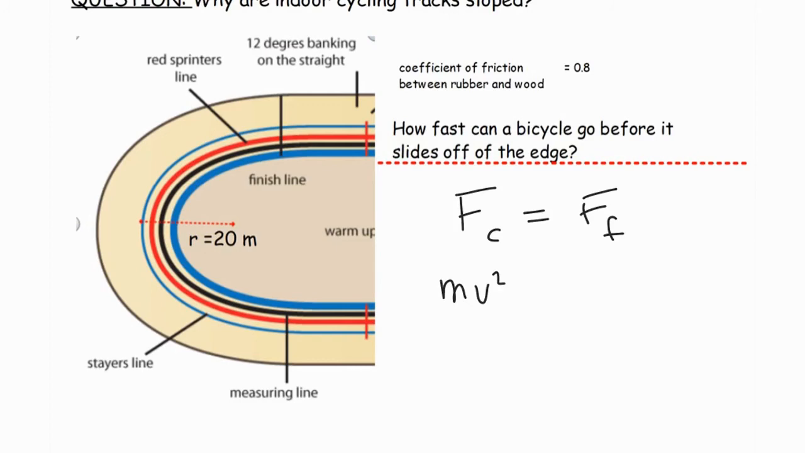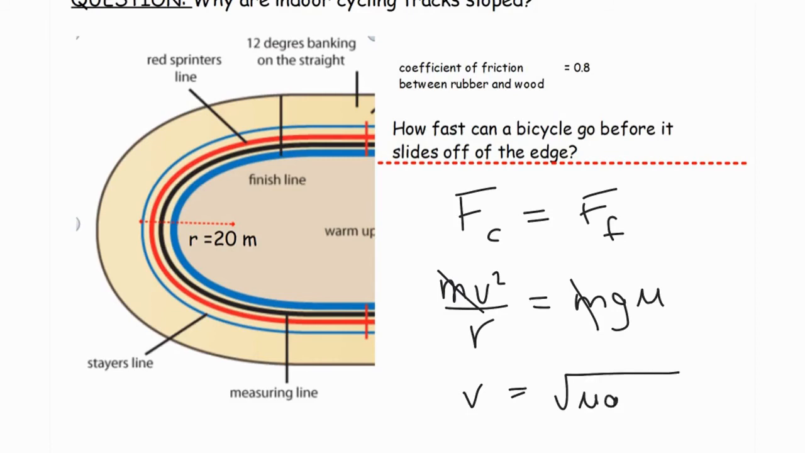So I have mv squared over r is equal to mu times the normal force, which if we're going straight up and down is mg. So mu times the normal force is my force of friction. And get rid of my m's. So I get v is the square root of mu times g times r. So I'll put that on my calculator. So square root of mu, which is 0.8, times 9.81 times a radius of 20.